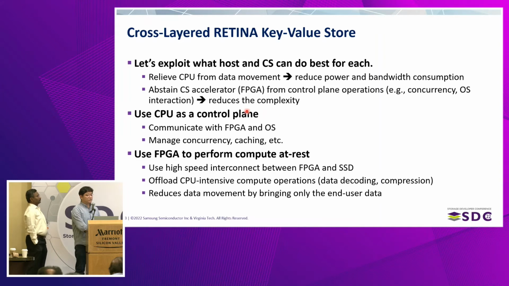So essentially, we use the CPU as a control plane. The CPU will take the role of communicating with the FPGA and the operating system. And also it will manage the concurrency and the caching algorithm. So all the control plane operations will be delegated to the CPU, and all the real computation operations will be delegated to the FPGA. With the FPGA inside the SmartSSD, we can leverage the high-speed interconnect between the FPGA and the SSD. And also we can offload the CPU-intensive compute operations to the FPGA. By doing that, we can reduce the data movement by bringing only the end result data to the CPU, right?